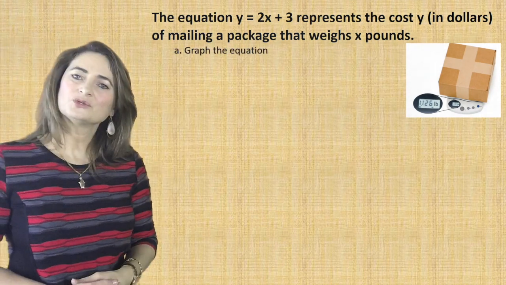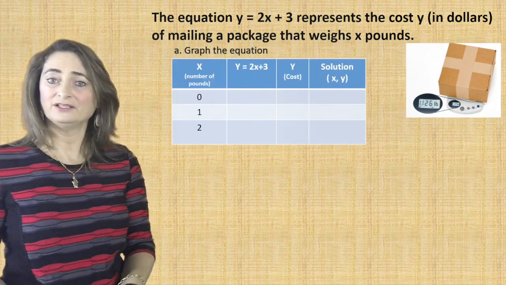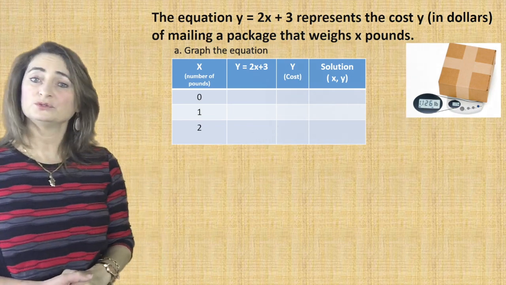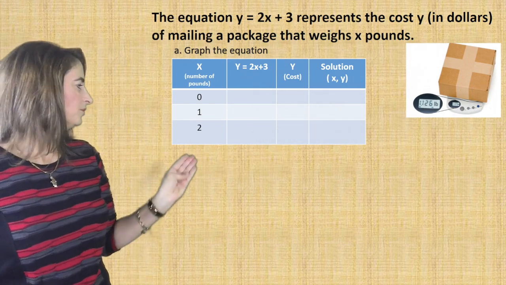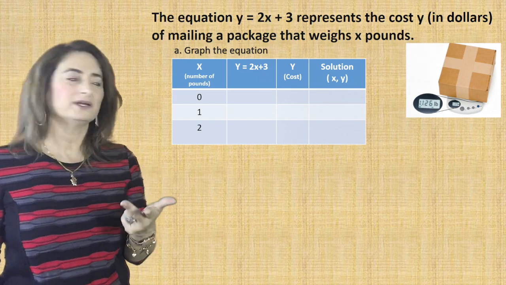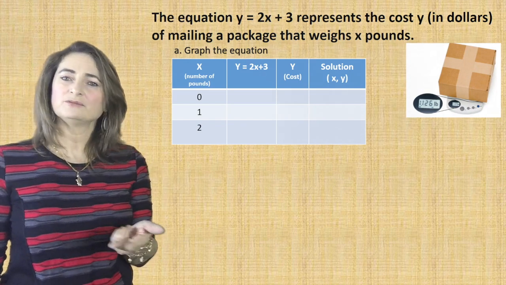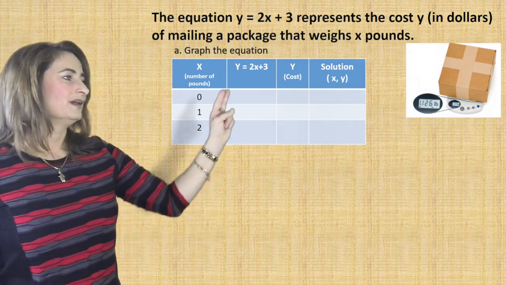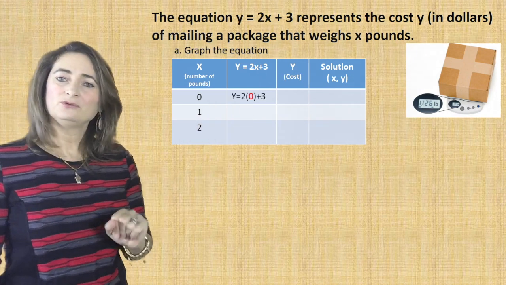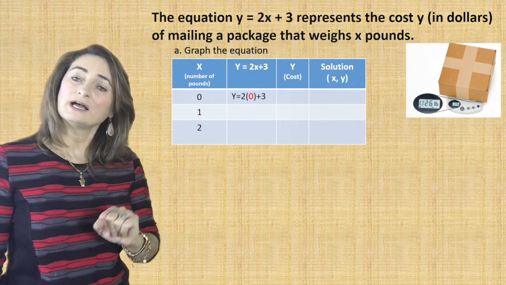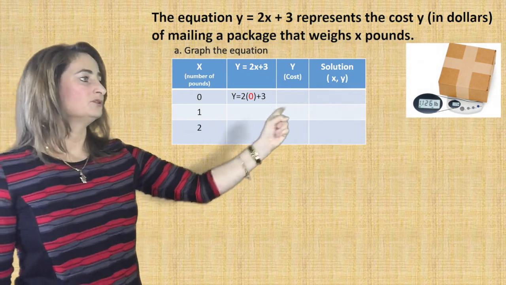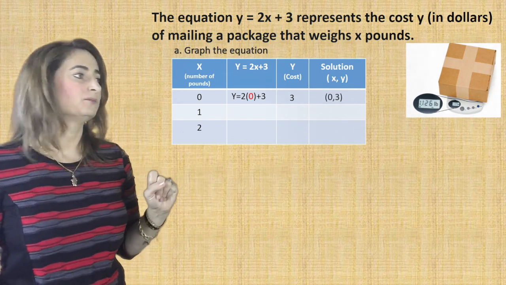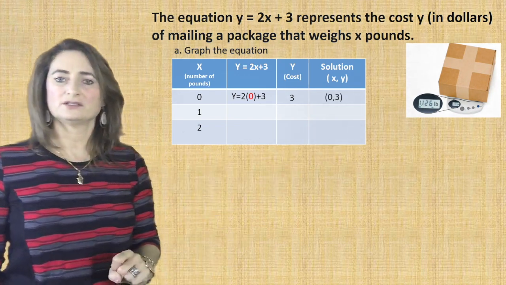So the y represents the cost and the x represents the number of pounds of that mailing package. Graph the equation. To graph the equation, we need a table of values, where the first column is the x, the equation, the y value, and then the solution. The first one, come up with your own x values, and I said 1, 0, and 2. Watch, I did not use any negative numbers because you cannot have any negative amount of weight.